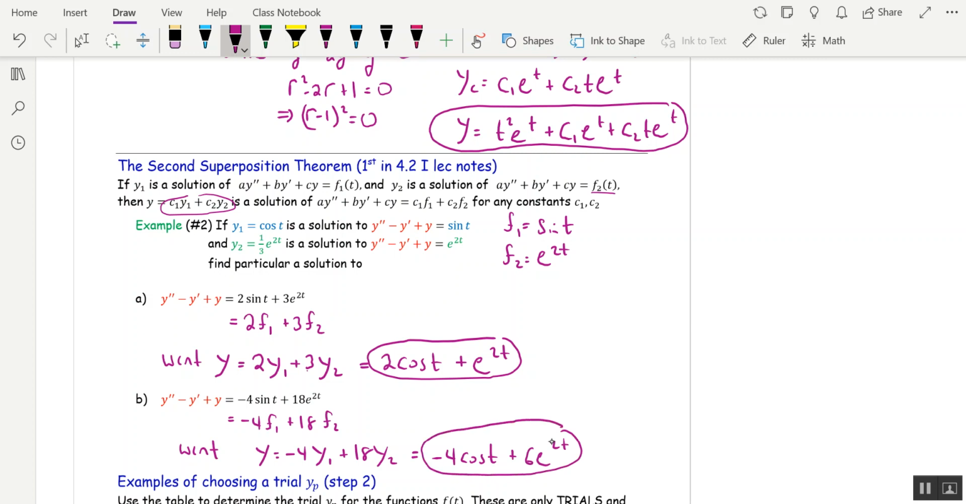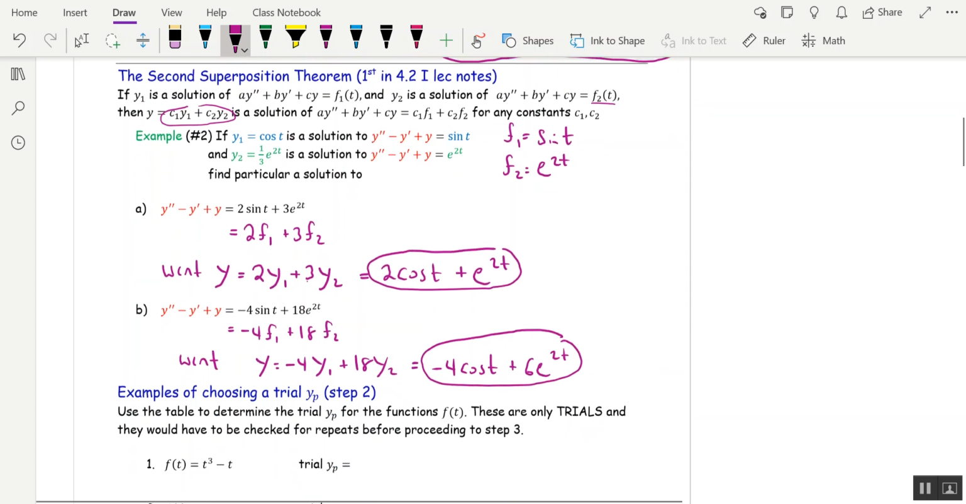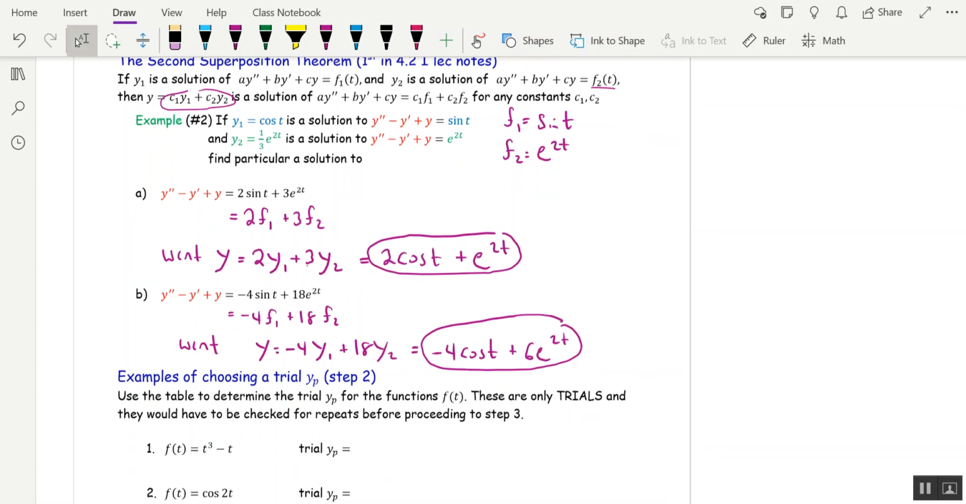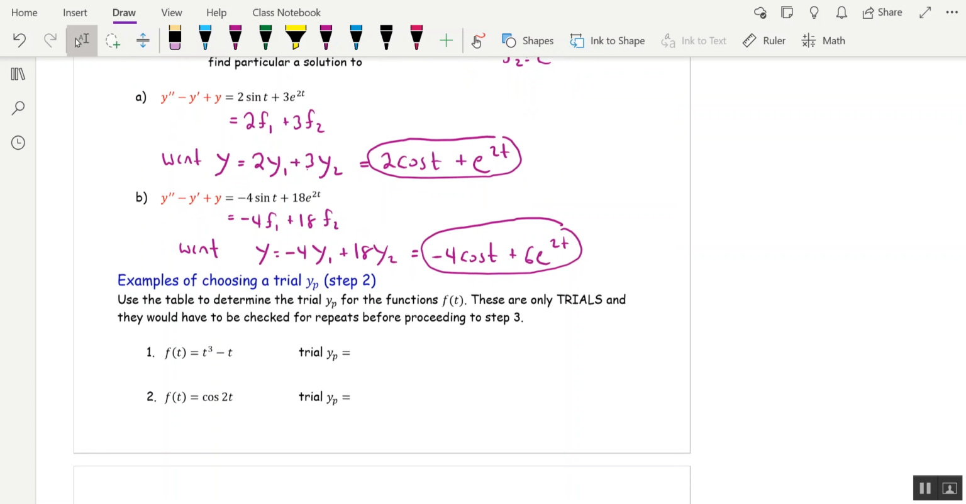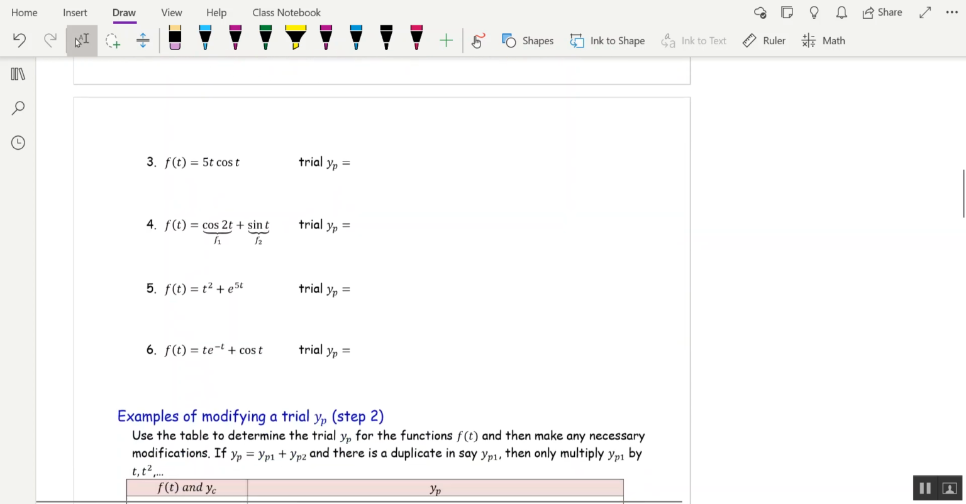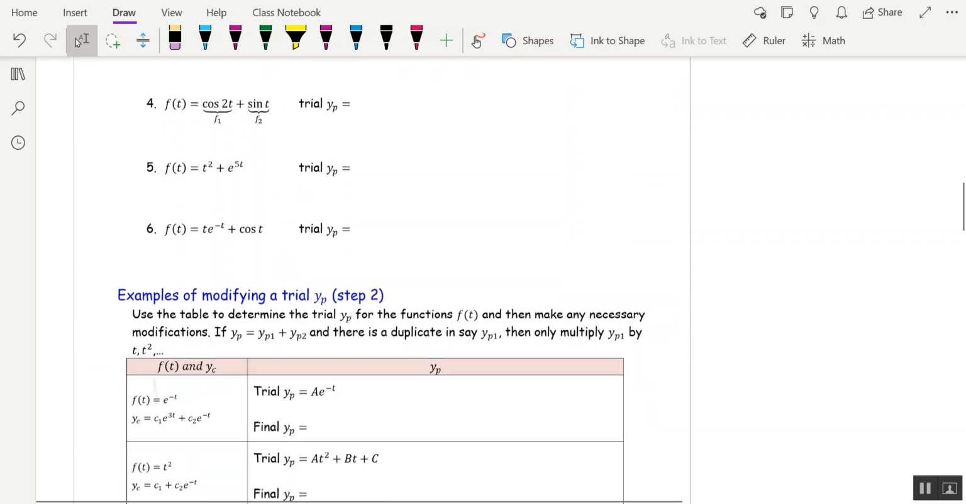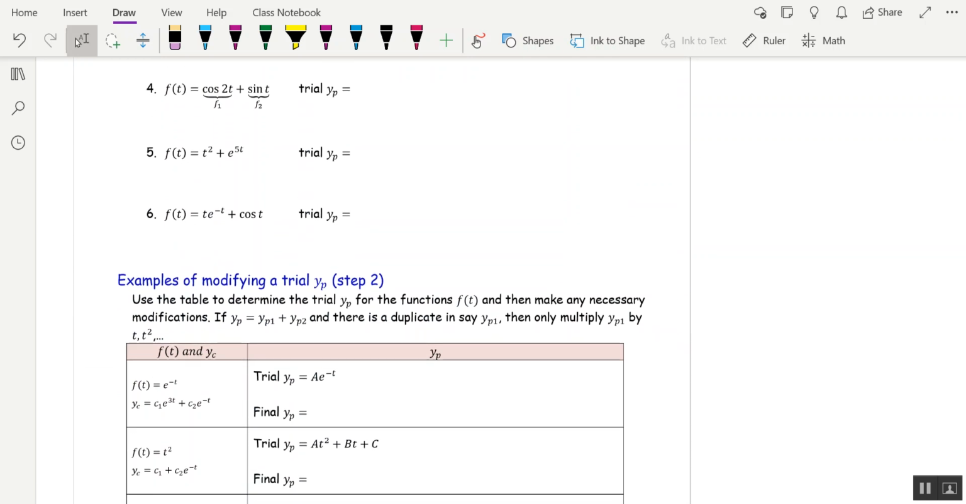So if you're patient and work out c1 and c2, f1 and f2, it's not that bad. Okay, so now we are going to do review. We're going to practice just using the table to write down the trial YPs, okay? And then we're going to take it up a step. We're going to say, okay, if we know YC, we're going to use the table to write down YP and then check for repeats.